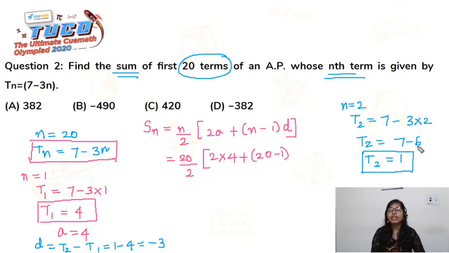Now we can go ahead, and if you want to verify whether your D is correct or not, you can substitute the value of n as 3. That will give you T3. Check with T3 minus T2 whether you are getting the same value of D or not.